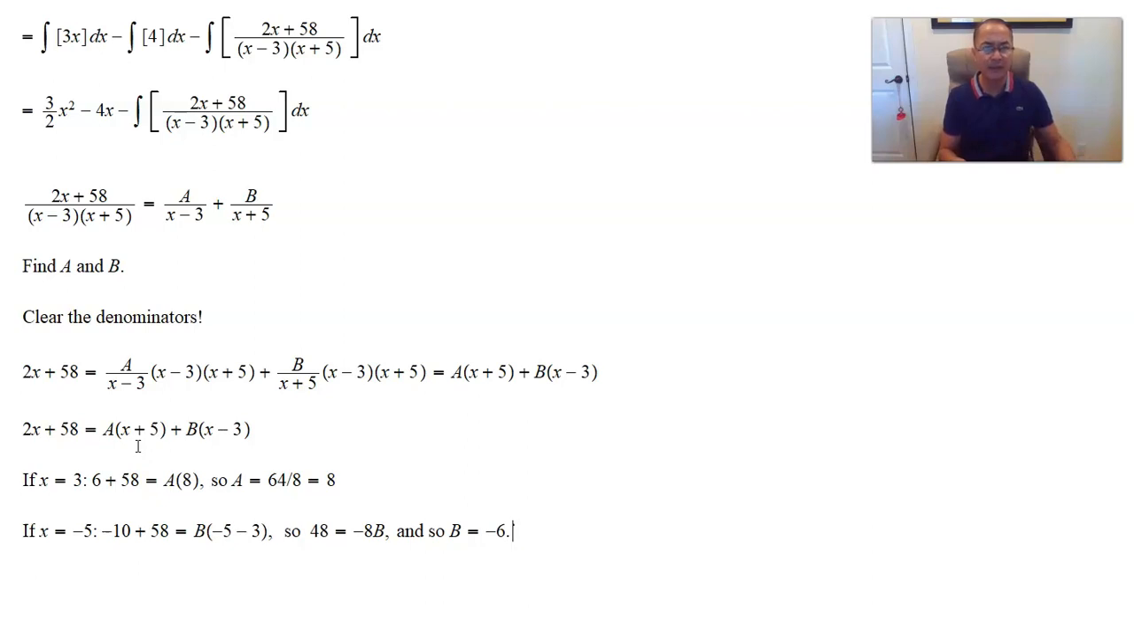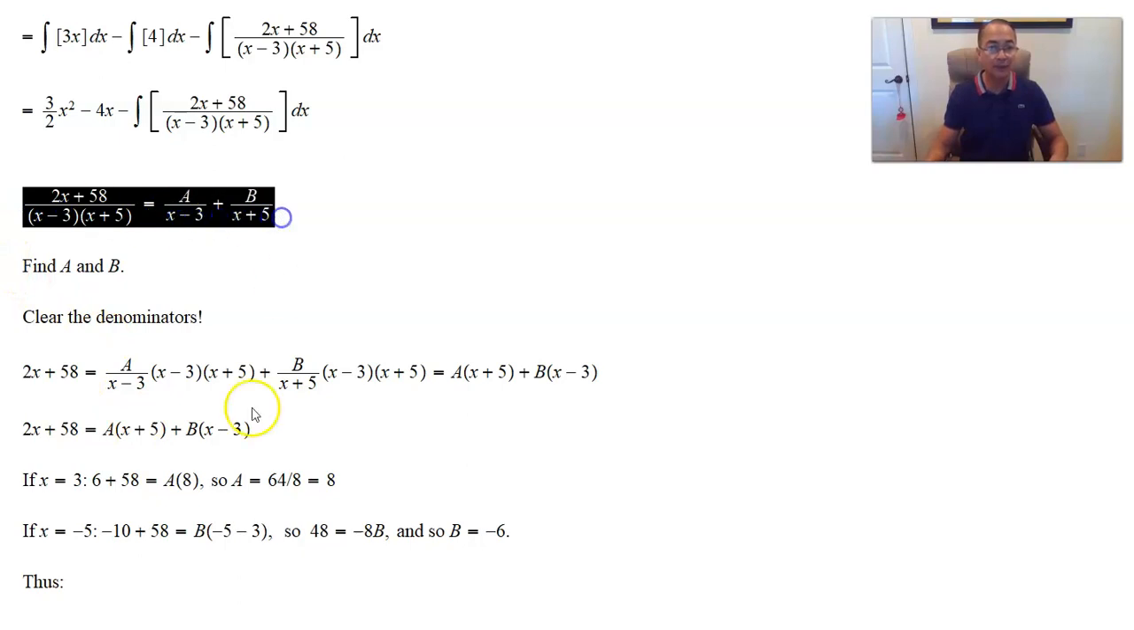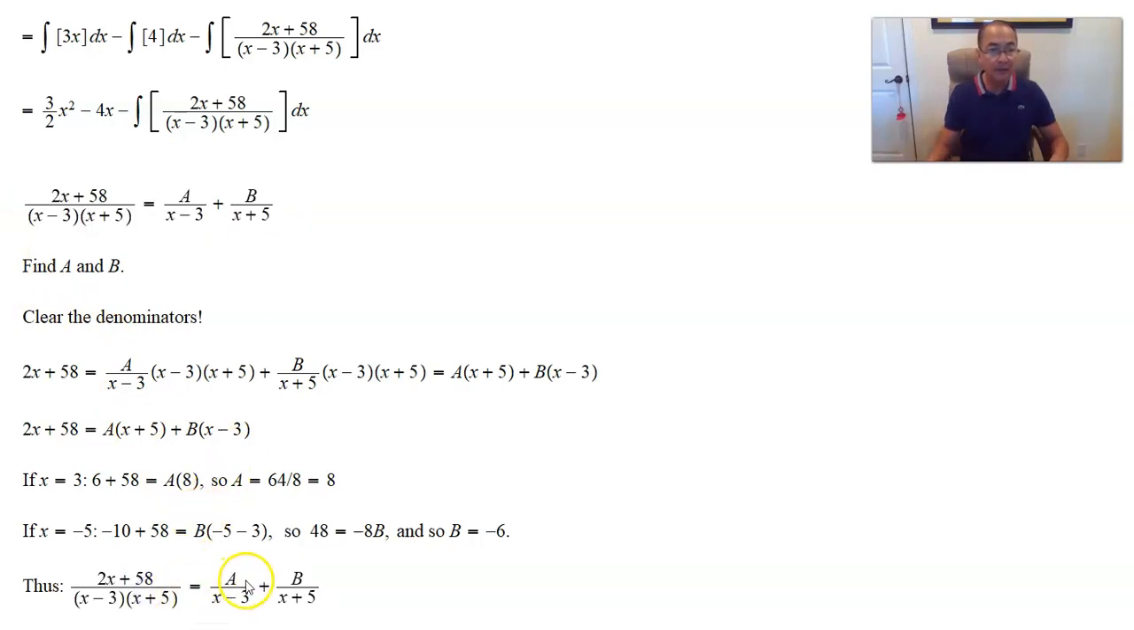Okay, so those should be our numerators. So thus, we have solved our numerators. We can copy this, and A is going to be 8, and B is going to be negative 6. All right, I can make Maple do this for me.